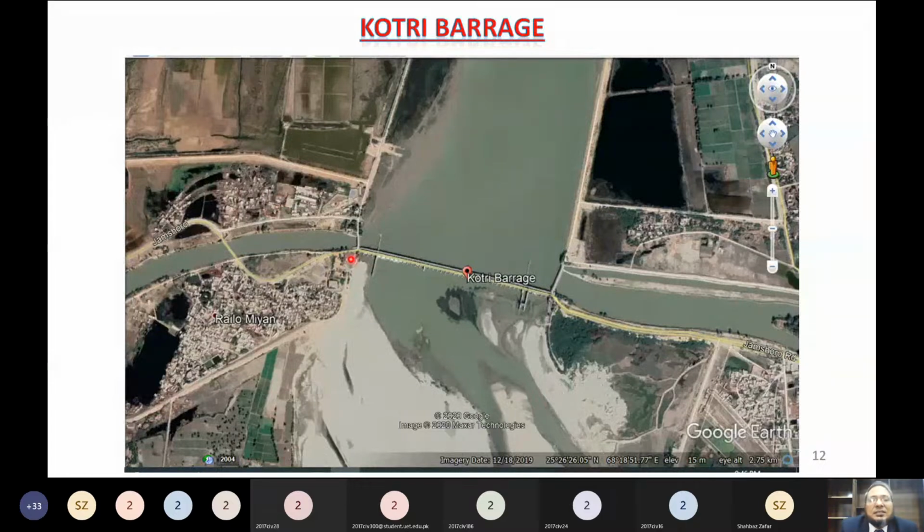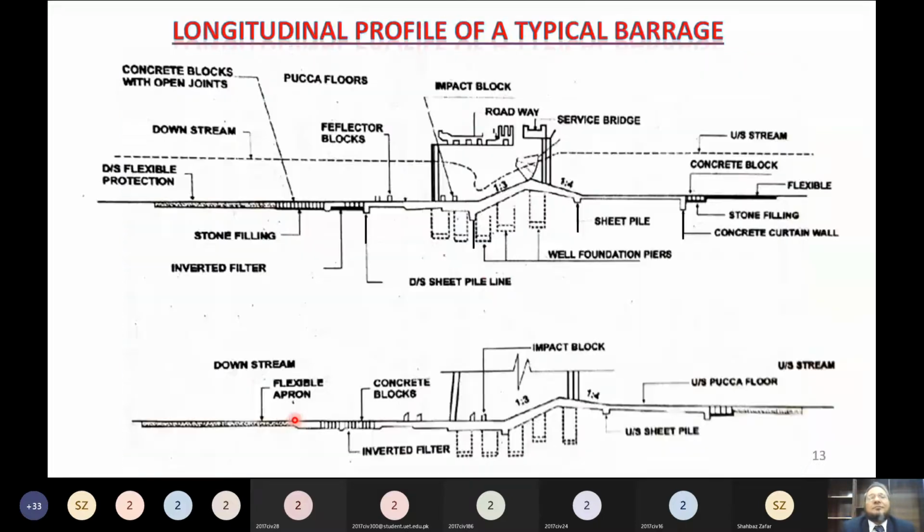So this one is the Kotri Barrage, and this is the direction of flow. And here the river is flowing like that. How many canals are being taken off from the left side? 2, sir. 2 canals. And what about the right side? 1. 1 canal. Okay.